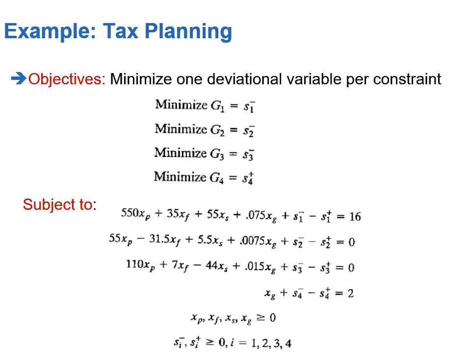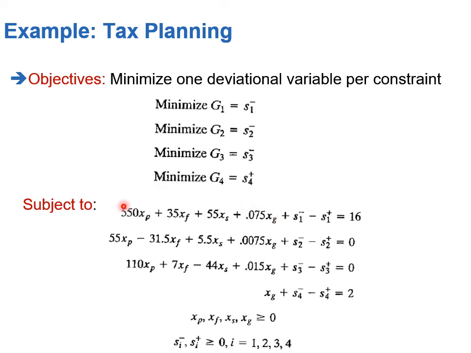So, okay, then considering all of the constraints, what are our goals? The first one of the constraint is a greater than or equal to constraint. So therefore, we minimize the negative deviation. The second constraint is a greater than or equal to constraint. Again, we minimize the negative deviation. The third one is greater than or equal to, so again we minimize the negative deviation. The fourth one is a less than or equal to constraint, therefore we are minimizing the positive deviation. So these are our goals and we want to minimize their values.